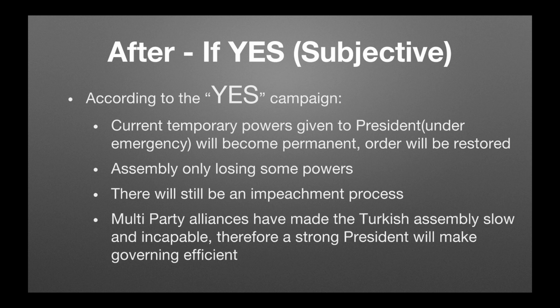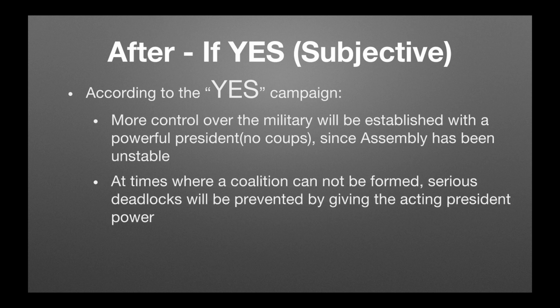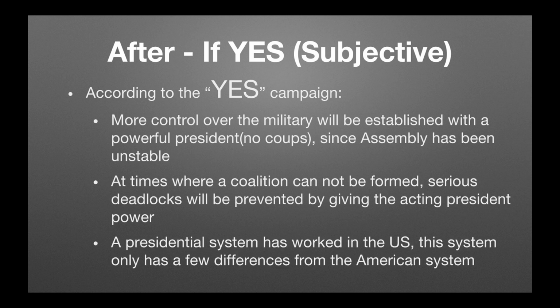And because the assembly has been very ineffective because of its multi-party alliances, the president will become stronger and therefore the government will become more efficient. The military will be in control with the more powerful president. When there's a deadlock in the assembly, the powerful president can restore order. Systems like these have worked in other countries, including the United States, therefore it will work in Turkey as well.